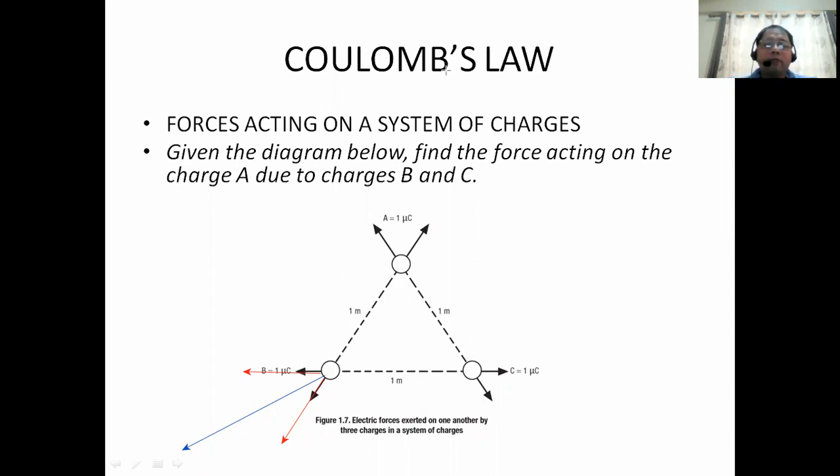So maybe we can apply Coulomb's law for that one. We can call the force between B and C as F2, and the force between A and B as F1. So if you have your F1 value and F2 value, you are now able to get the resultant here. Either with the method we used last time, you can draw the forces using your tip to tail, and eventually draw your blue net force.